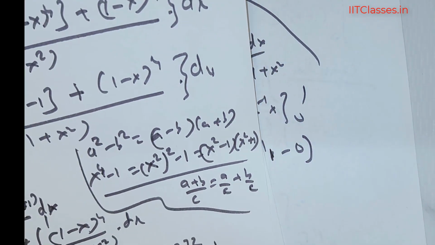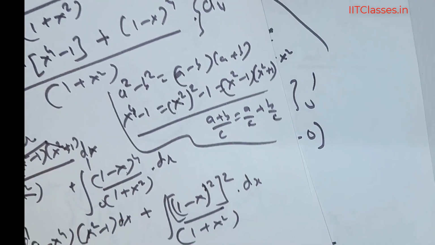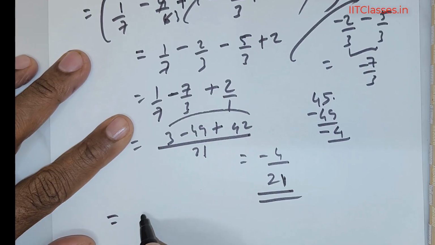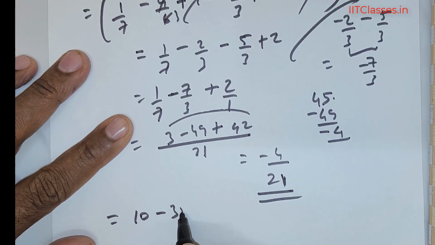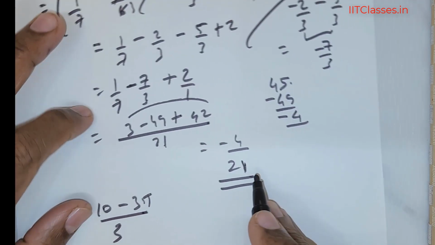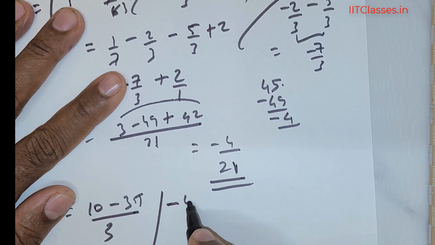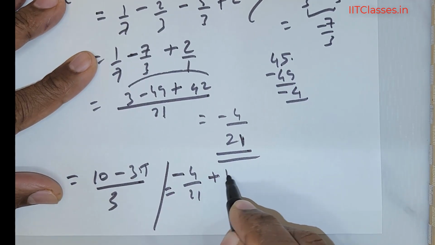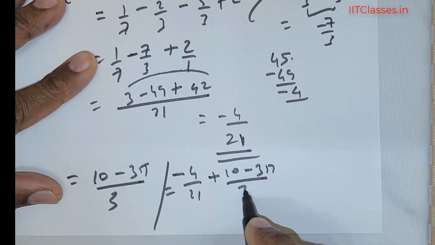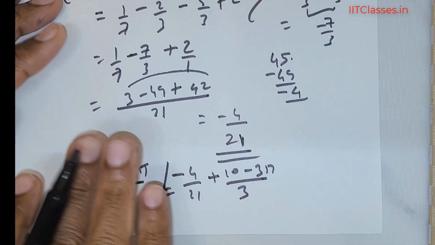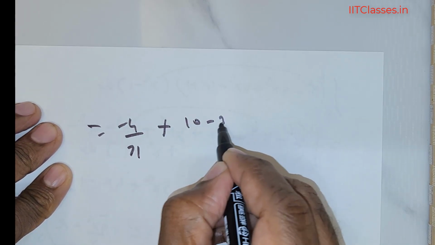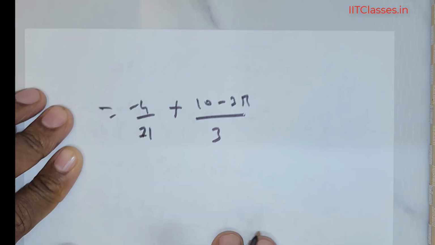Now we have to actually go and club the parts together. Okay, that's the first part. Now already we have got the second part, which is (10 - 3pi)/3. So now what we have to do is add these two together. So negative 4/21 added with (10 - 3pi)/3. Now let me go to the next page.